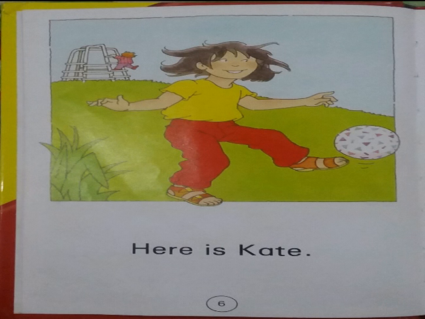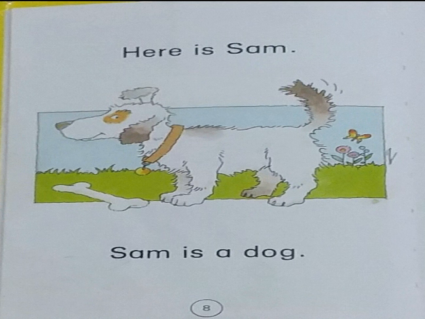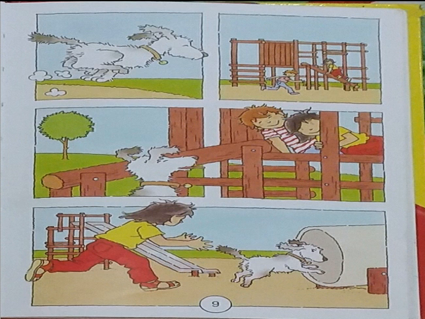Page number 6, H-E-R-E, here, I-S, is, K-A-T-E, Kate. Here is Kate. Page number 7, H-E-R-E, here, I-S, is, T-O-M, Tom. Here is Tom. Page number 8, H-E-R-E, here, I-S, is, S-A-M, Sam. Here is Sam. S-A-M, Sam. I-S is a D-O-G, dog. Sam is a dog.